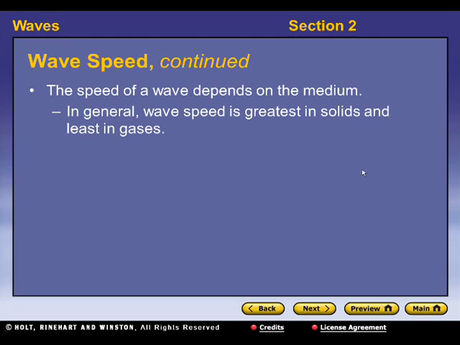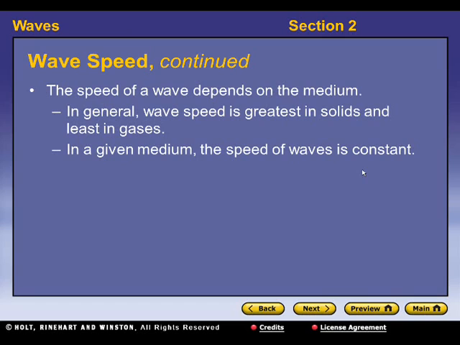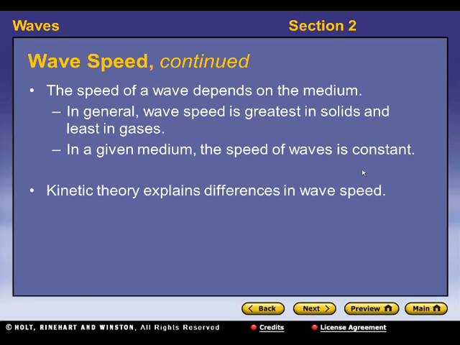Now, the speed of a wave depends on the medium in which it is traveling. So in general, wave speed is greatest in solids and least in gases. In a given medium, the speed of waves is constant. Kinetic theory explains differences in wave speed. Light also has a finite speed, which basically means it has a set speed, and you can't exceed the speed of light.